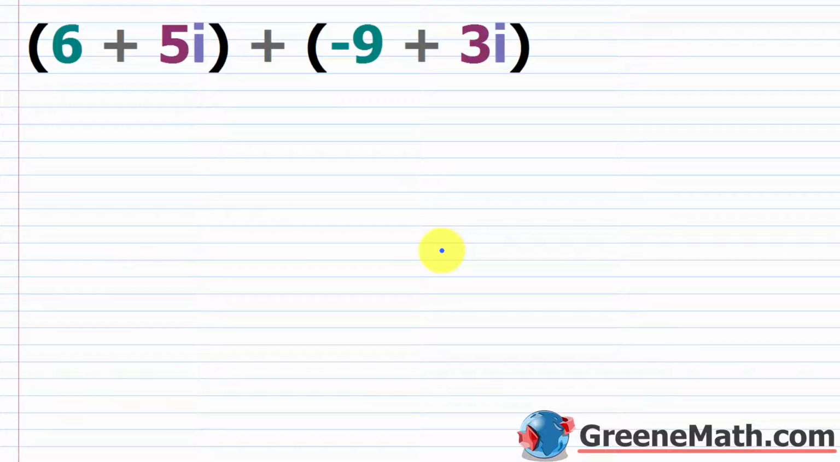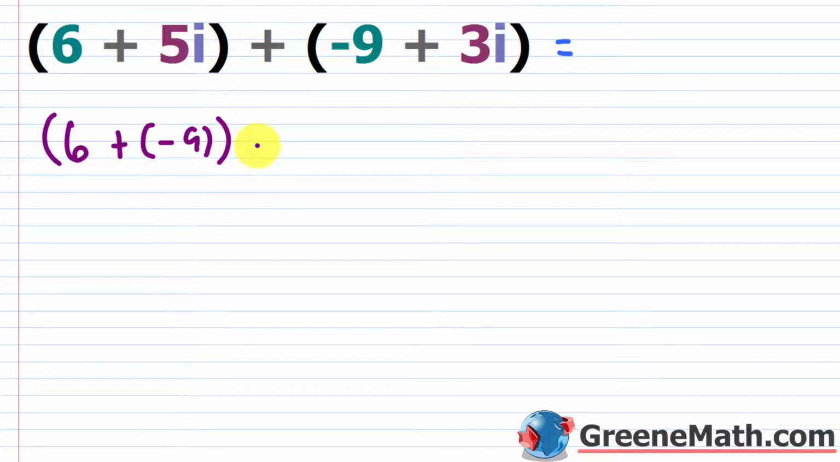All right, so now let's use the fact that we can graph a complex number as a position vector to show the sum of two complex numbers graphically. Okay, so we have this 6 plus 5i plus -9 plus 3i. Let's just add this together real quick just so we know what we're supposed to get, and then we'll go to the coordinate plane. So we know we would add the real parts, so we do 6 plus -9.